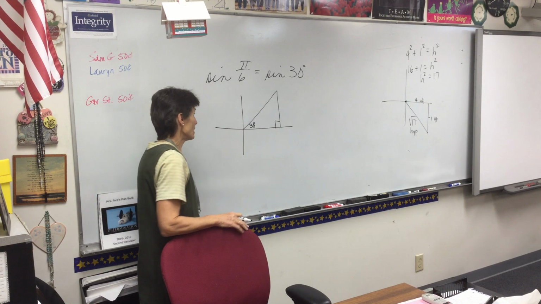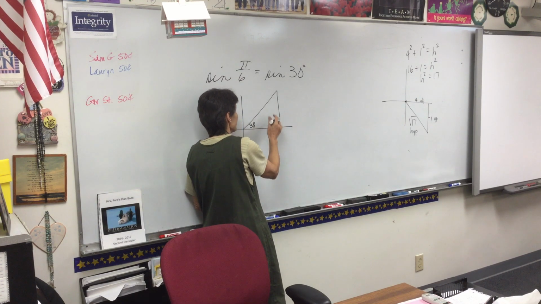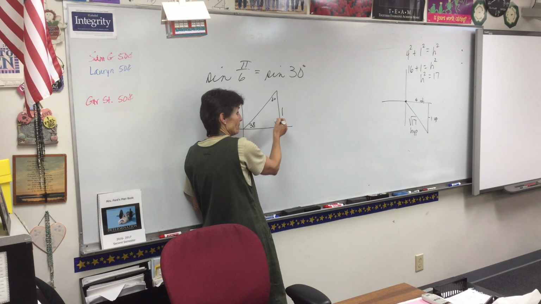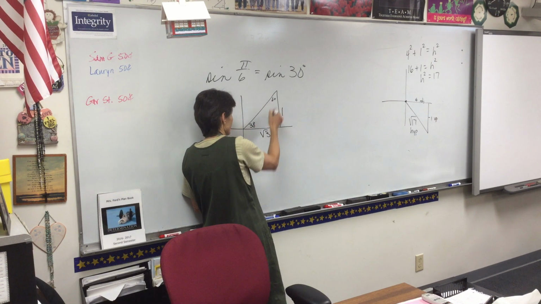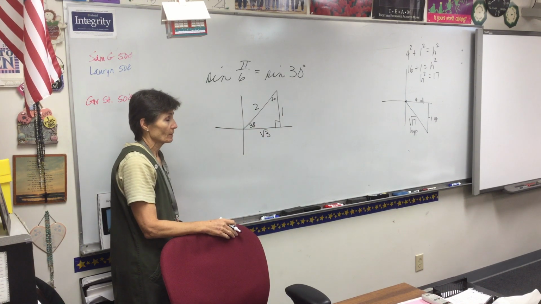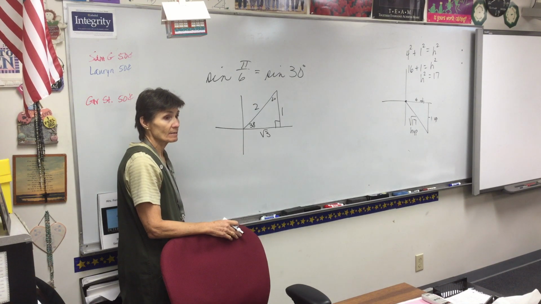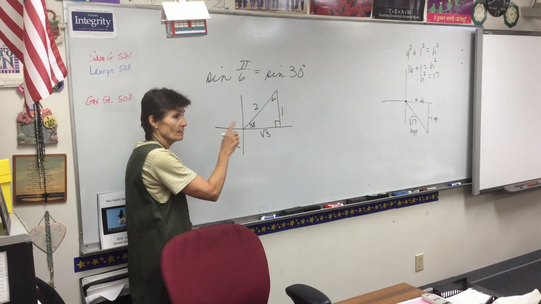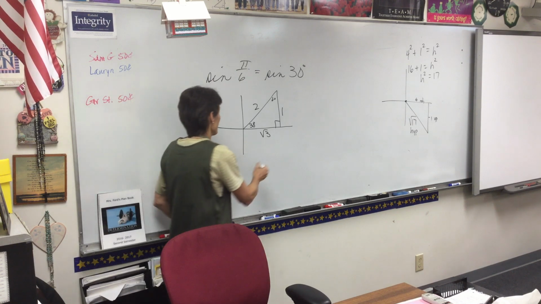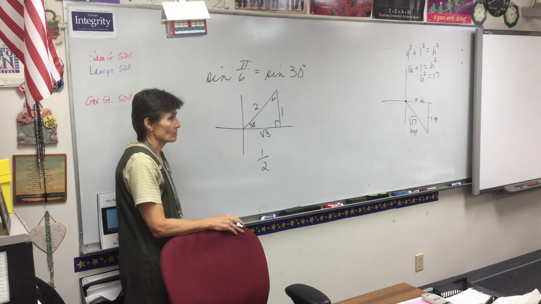So what do I know about the sides? Well, it's a 30, 60, 90 triangle. So across from the 30 is 1. 60 is root 3 and the hypotenuse is 2. So there's my triangle. And then I want sine, and sine is opposite over hypotenuse. So the answer would be 1/2.